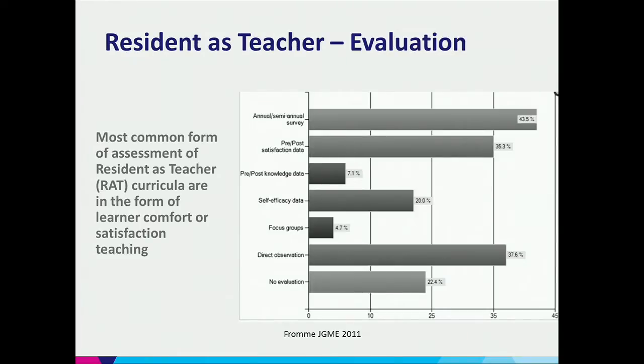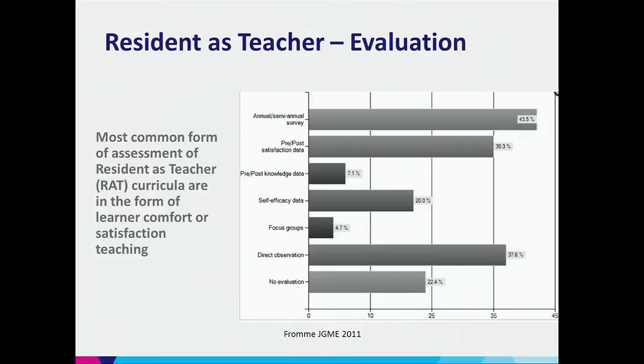So what is in the literature? The most common form of assessment of resident as teacher is in the form of learner comfort or satisfaction. This is from a survey of pediatric resident program directors. And you can see here that a third are pre and post satisfaction data, or a survey of the curricula.